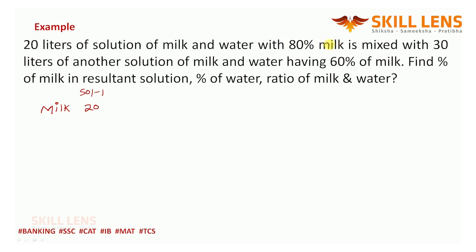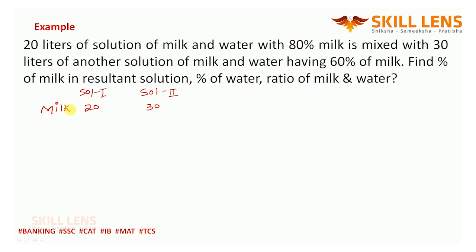And with 80% of milk is mixed with 30 liters of another solution. Okay, there is a solution 2 also. Okay, there is a solution 1 and there is a solution 2. And in solution 2, the total volume is what? 30. What happened here? Another solution, milk and water having 60% of milk. Find the percentage of milk in the resultant solution, percentage of water, ratio of milk and water.